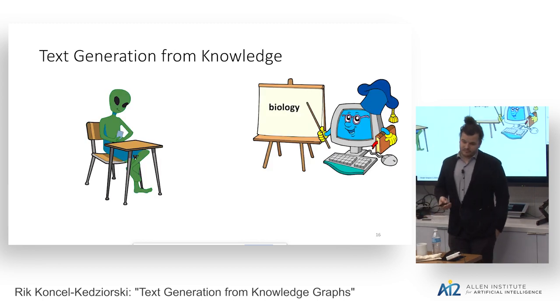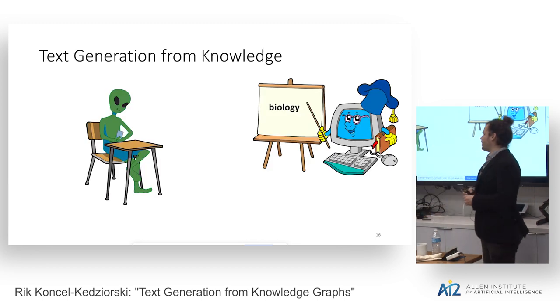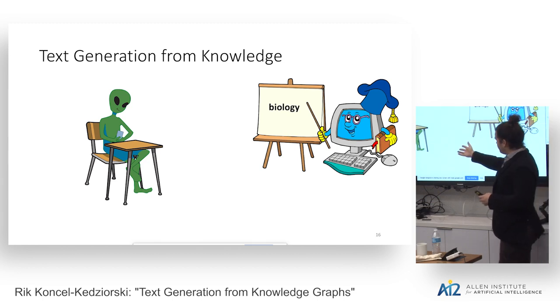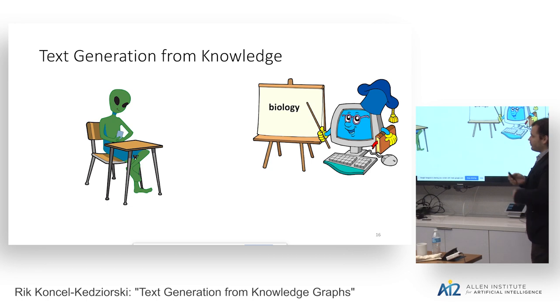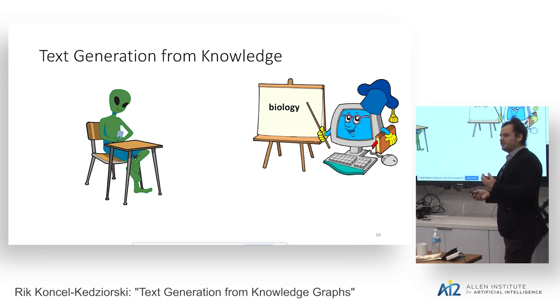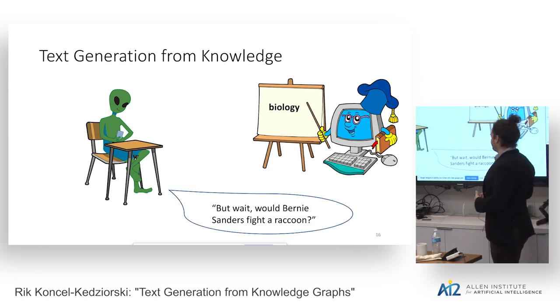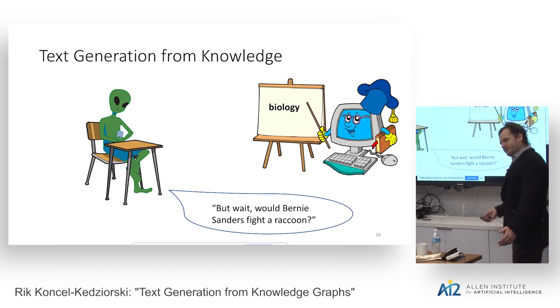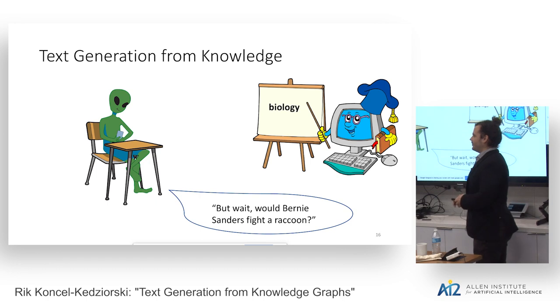So here's an example of the text generation from knowledge problem. Suppose you have an AI system that's serving as a tutor of some kind, and it's teaching biology to a student who may or may not be an alien. During the course of the instruction, the student asks a mildly relevant biological question. Wait, would Bernie Sanders fight a raccoon? I don't know how this could come up, but let's suppose it's contextually licensed.